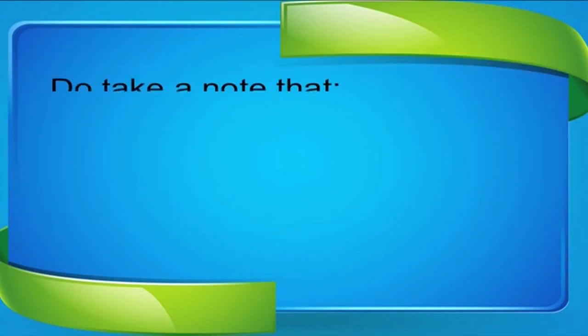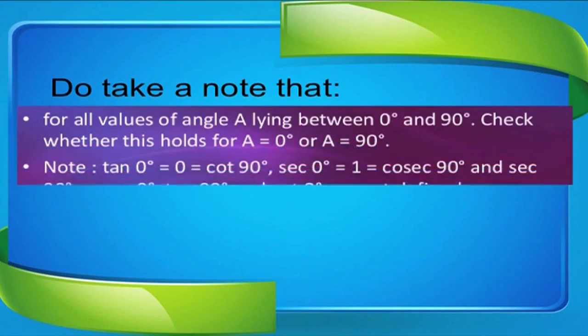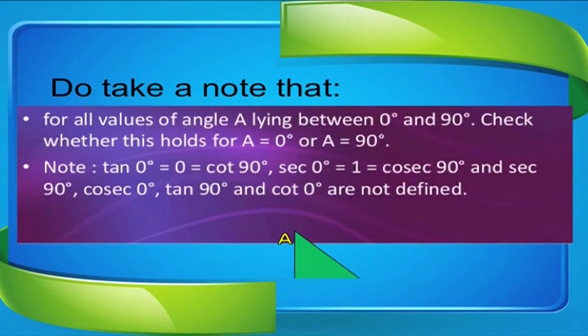Do take note that these hold for all values of angle A lying between 0 degree and 90 degree. Check whether these hold for A equal to 0 or A equal to 90 degree. You will note that tan 0 degree is equal to 0, which is equal to cot 90 degree. Similarly, sec 0 degree and cosec 90 degree are equal to 1, and sec 90 degree, cosec 0 degree, tan 90 degree and cot 0 degree are not defined.